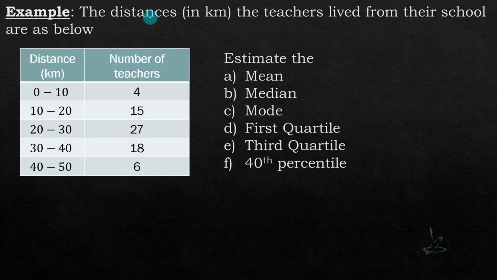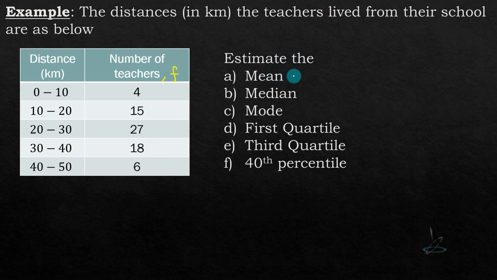So for example, the distance in kilometers the teachers live from their school are as below. So we have the distance on the left hand side and then the number of teachers on the right hand side. So these are also known as the frequency. So on our right hand side is the frequency.